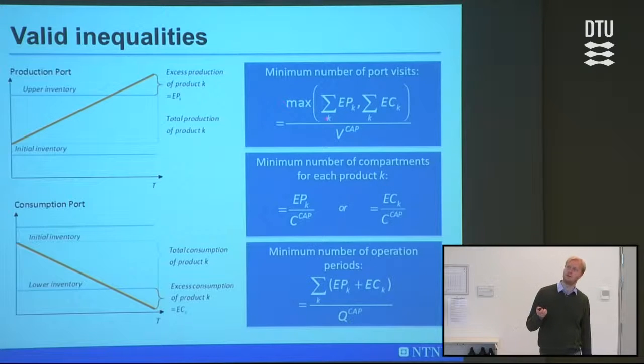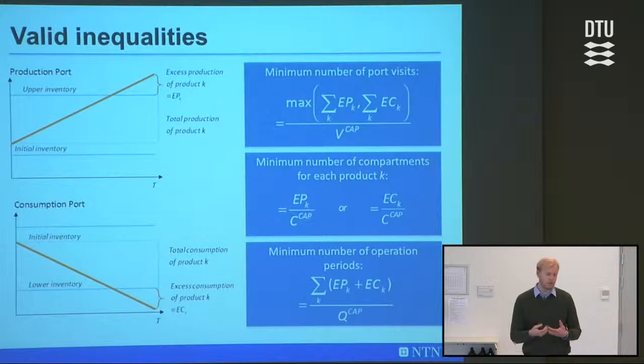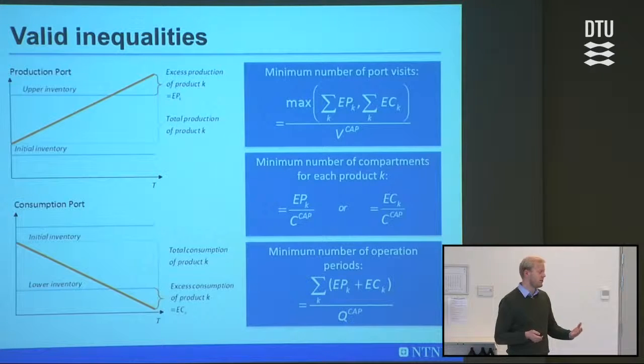And then if we sum over all products that have excess production and compare that with all products that have excess consumption and take the max of these, then we know how much in total we have to either remove from the port or add to the port. And then we can divide that by the capacity of the largest ship, and then we get some kind of minimum number of port visits. So if this term becomes 1.5, we know that we need at least 2 ships to this port.